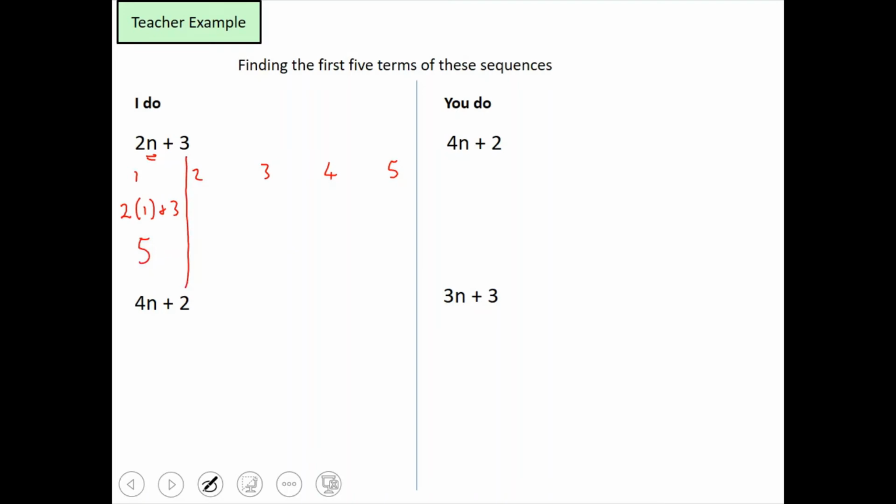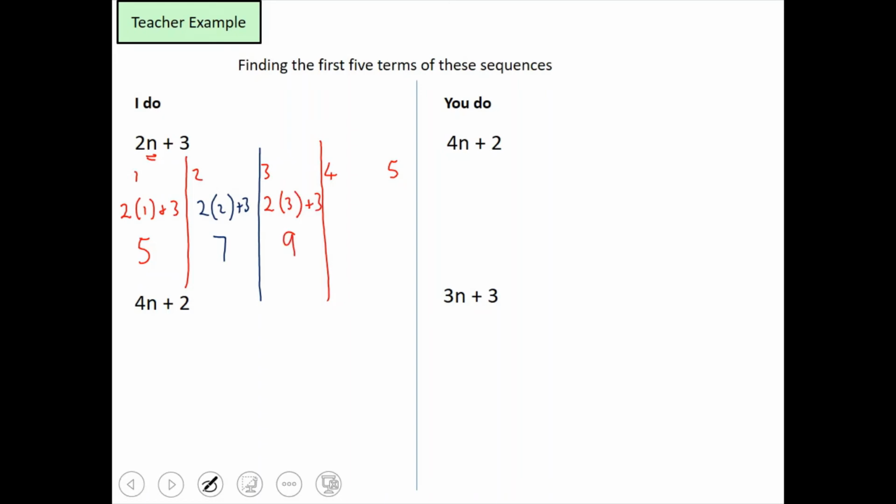For the second one, I can write down 2 times 2 plus 3. So 2 times 2 is going to be 4, plus 3 is 7. Now for the third one, I can do the same thing again. Replace the n with a 3: 2 times 3 plus 3. 2 times 3 is 6, plus 3 is 9.